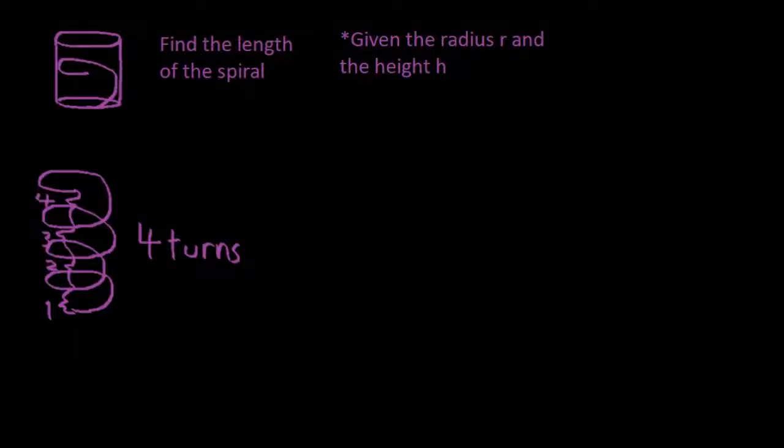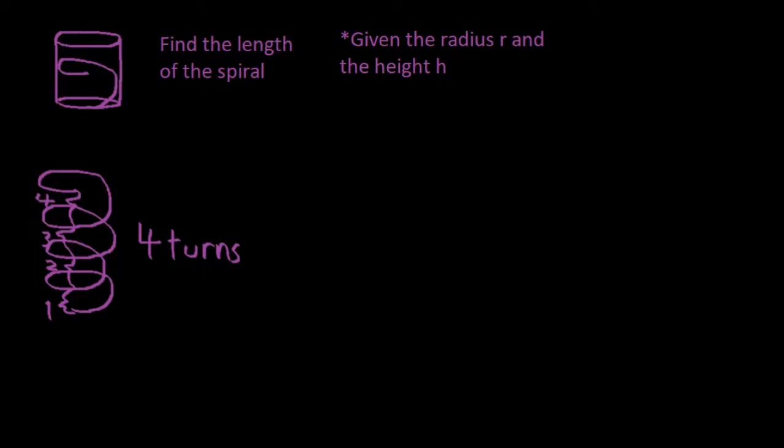Hi there. So today we're just going to talk about the length of the spiral, or you can also call it the distance of the spiral. And let's say we're given the radius r, and let's say we're given the value of height h, and let's say there's a coil like a spring that has a certain number of turns.